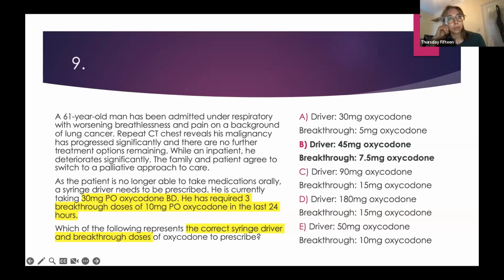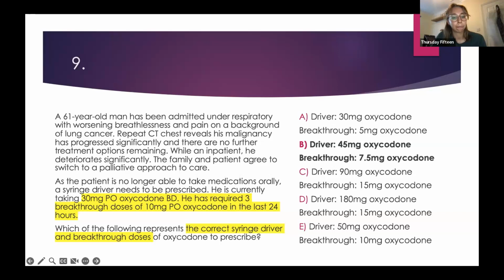And then in the driver, the strength is double. So when you convert oral oxycodone to subcut oxycodone, you divide by 2. So the dose in his driver should be 45 milligrams. And then we need to calculate his PRN dose based on his total 24-hour dose. The way that we do that is the PRN dose is 1/6 of the total daily dose. So he's going to take 45 milligrams a day over 24 hours, so we divide it by 6, and the answer to that is 7.5 milligrams.